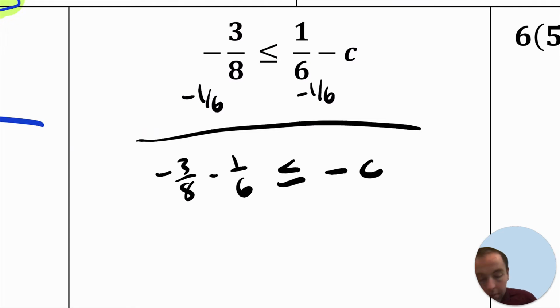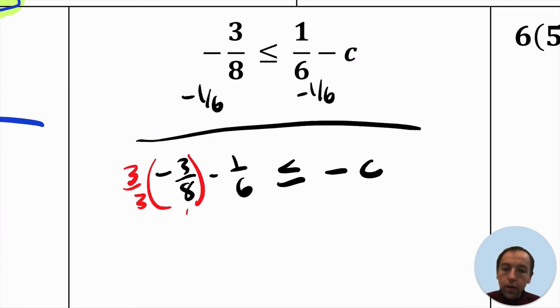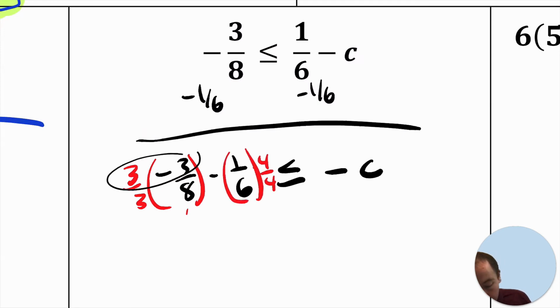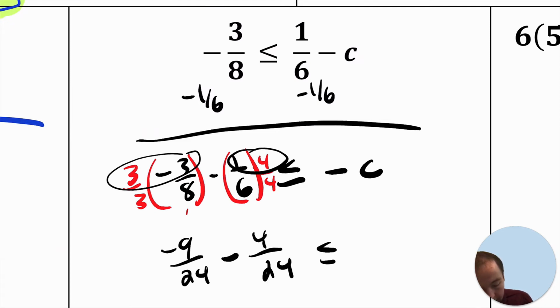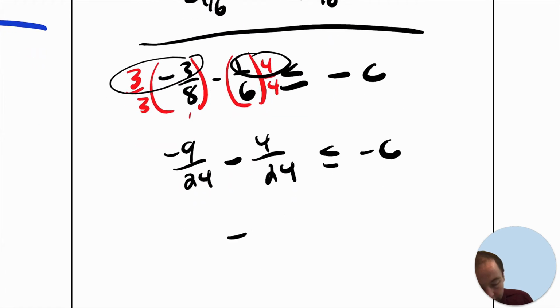We're going to need a common denominator, something that both 6 and 8 multiply into, which would be 24. You can take 8 and multiply it by 3 to become 24, so we multiply that fraction by 3/3. 6 can multiply by 4 to become 24, so we multiply this fraction by 4/4. So you're going to get -9/24 minus 4/24 on that side. And then -9 minus 4 is -13.